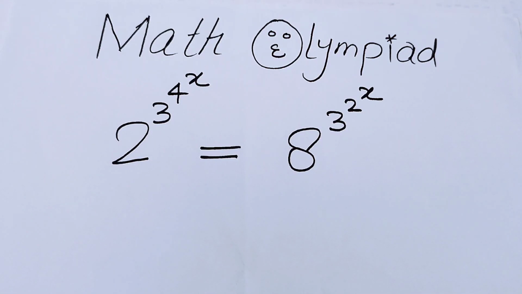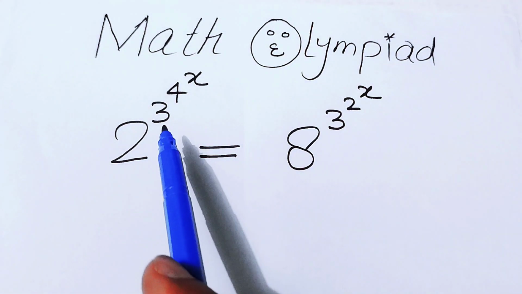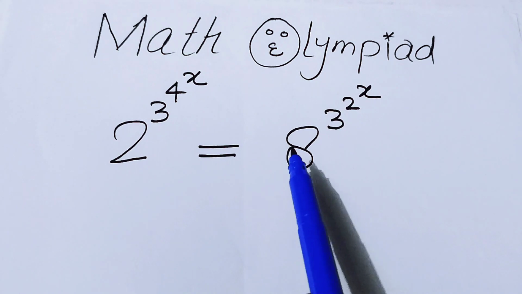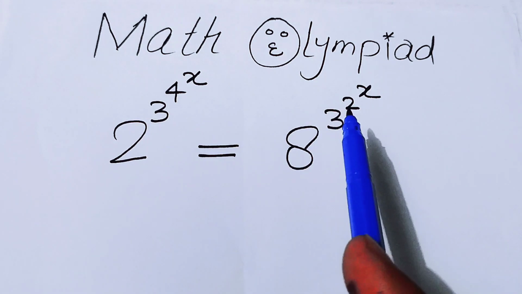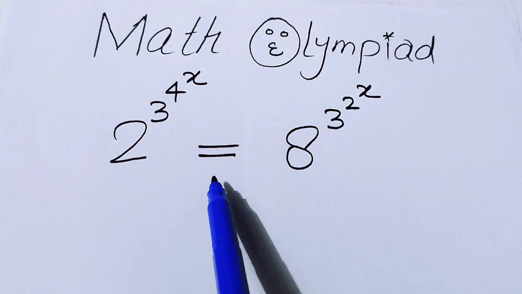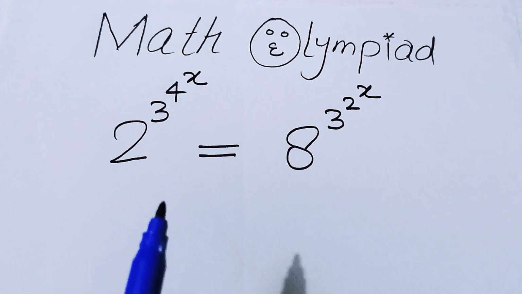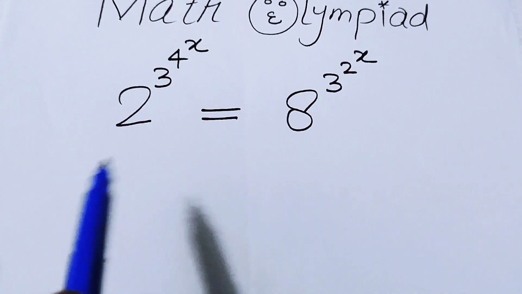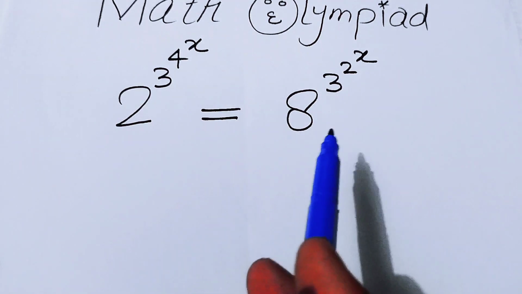In this video we are going to solve this nice algebra problem, and here we have 2 to the power of 3 to the power of 4 to the power of x is equal to 8 to the power of 3 to the power of 2 to the power of x, and we will solve this problem for the value of x.